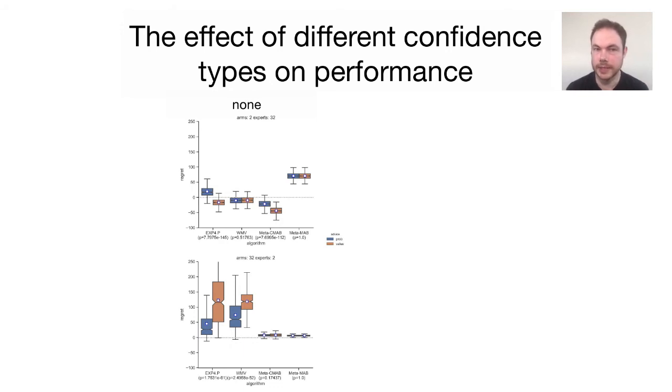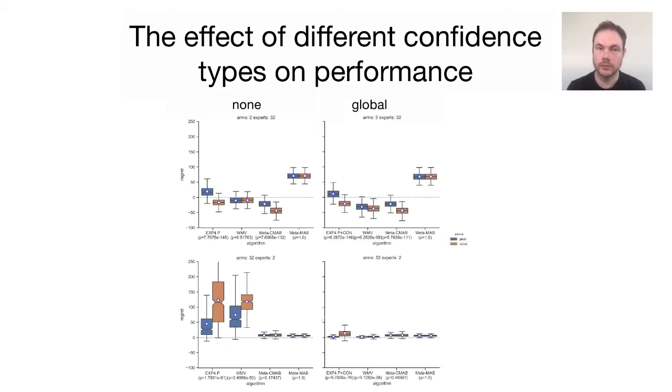Now, concerning Meta-Bandit, when there are few experts, it is easier for it to identify the best expert, which explains the difference in performance compared to when we have several experts. Let's look at the performance now when we add confidence. When we include confidence, the performance of XP4P and the weighted majority votes improve, as we showed and explained in our other work. However, the performance of the other algorithms improves less.